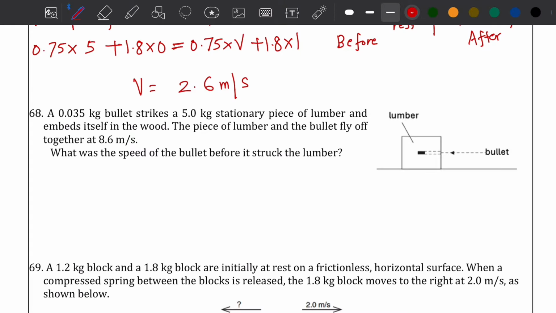Next, a 0.035 kg bullet strikes a 5 kg stationary piece of lumber and embeds itself into the wood. That means it is stuck in the wood. And then the piece of lumber and bullet fly off together, so it is a perfectly inelastic collision. They stick together and move together with 8.6 meters per second. What was the speed of the bullet before it struck the lumber?